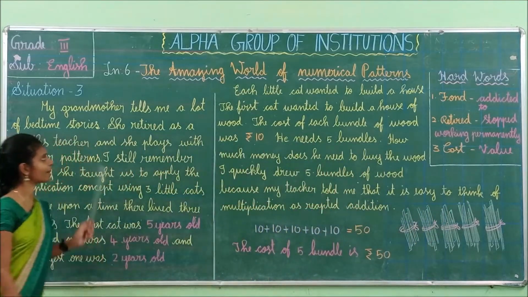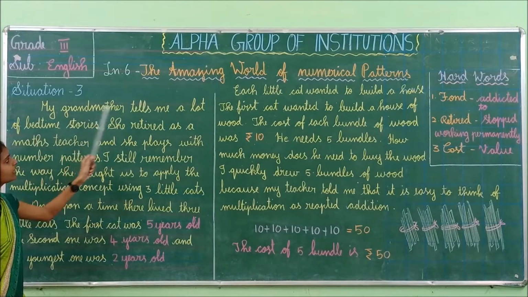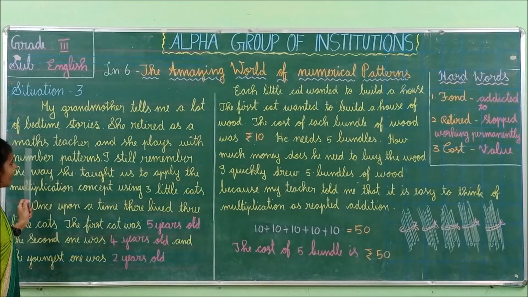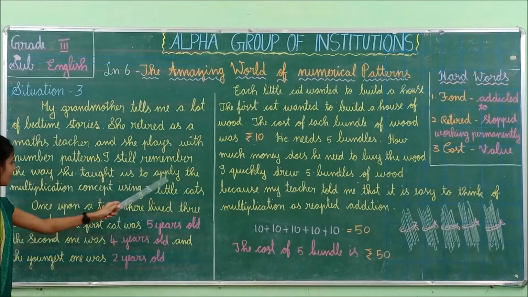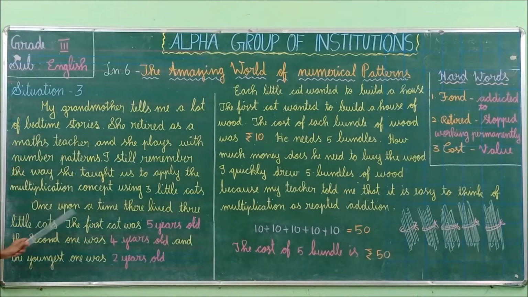Before that, I am going to read this paragraph. Listen carefully. Situation 3. My grandmother tells me a lot of bedtime stories. She retired as a maths teacher and she plays with number patterns. I still remember the way she taught us to apply the multiplication concept using three little cats. Once upon a time, there lived three little cats. The first cat was 5 years old and the second one was 4 years old. And the youngest one was 2 years old.